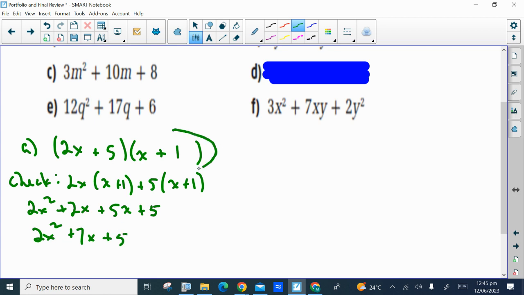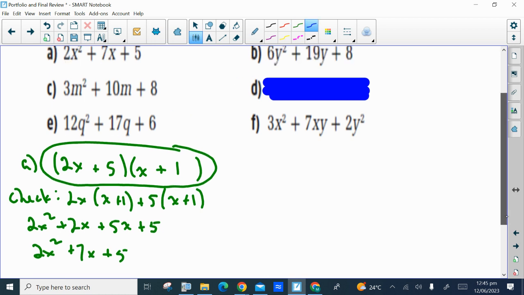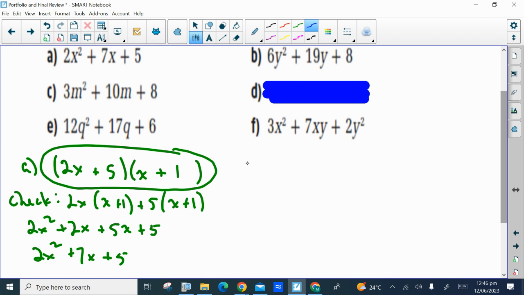So those are the correct factors. They check. All right, question B. There is no common factor. So if there are factors, they'll be binomial factors.